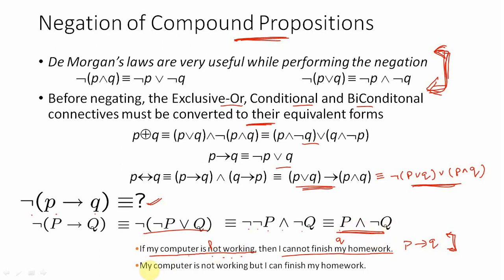So my computer is not working. P remains as it is, but Q is negated and we combine them by using an AND. I cannot finish becomes negation of Q. So I can finish my work. So this was about the conditionals and the biconditionals and how to perform the negation.